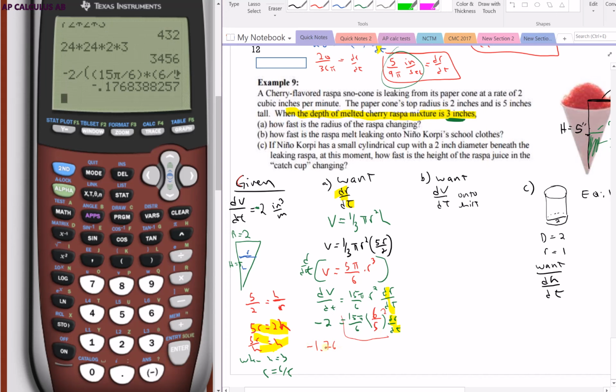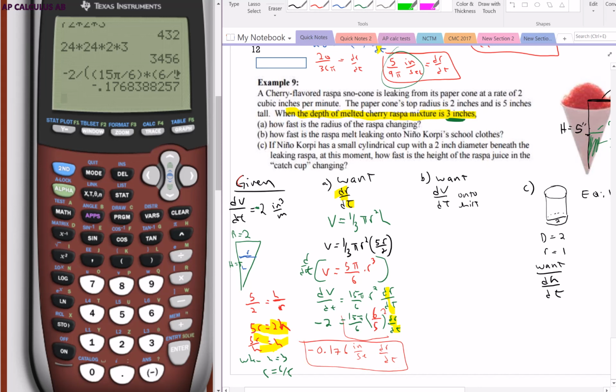So it's -0.176. This is a radius, so it's inches per second. That's the non-exact answer. You can figure out the other one too just by solving this in an appropriate way.